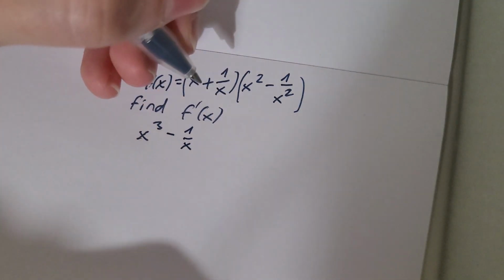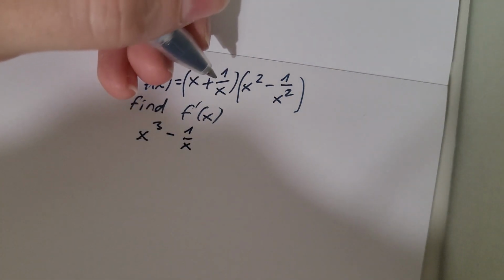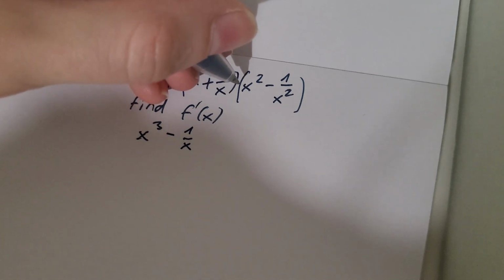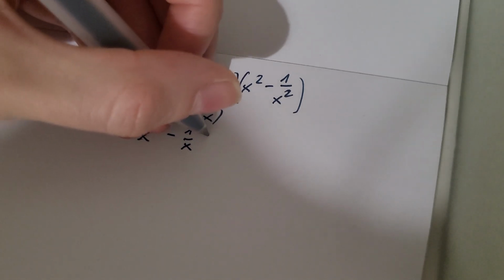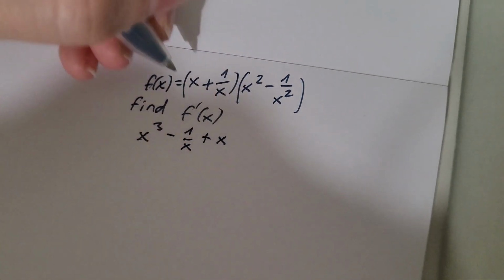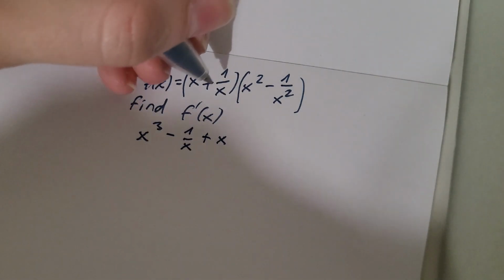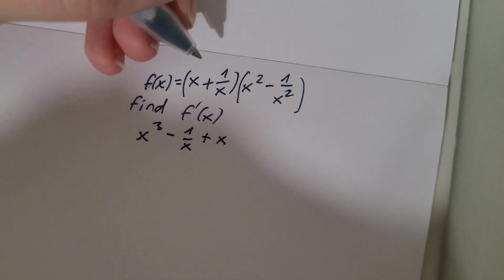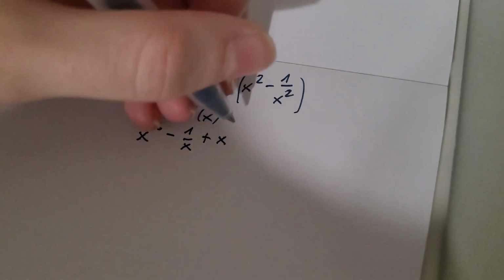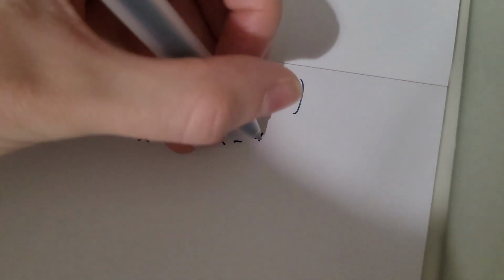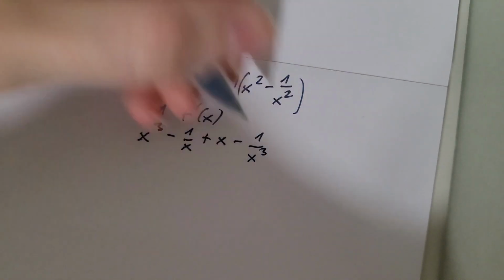x times negative 1 over x squared. And then we have 1 over x times x squared is x. And then we have the last one, which is 1 over x times negative 1 over x squared, is going to be negative 1 over x cubed, right?